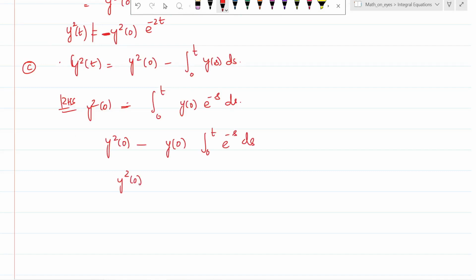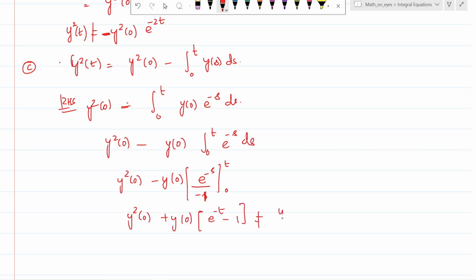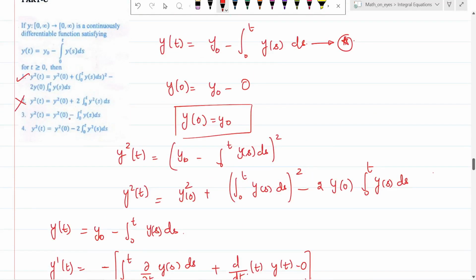which is y squared of 0 minus y of 0 e to the power minus s divided by minus 1. Here it is 0 to t, y squared of 0 plus y of 0 into e to the power minus t minus e power 0, which will be 1. So this is clearly not equal to y squared of t. Not at all possible. Therefore, the third option is wrong.